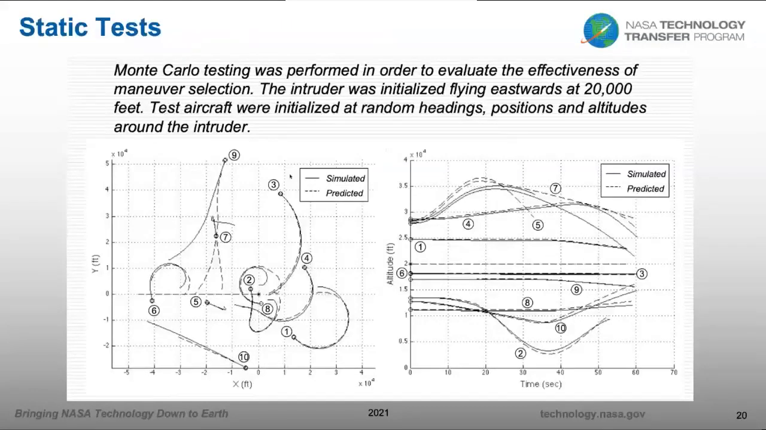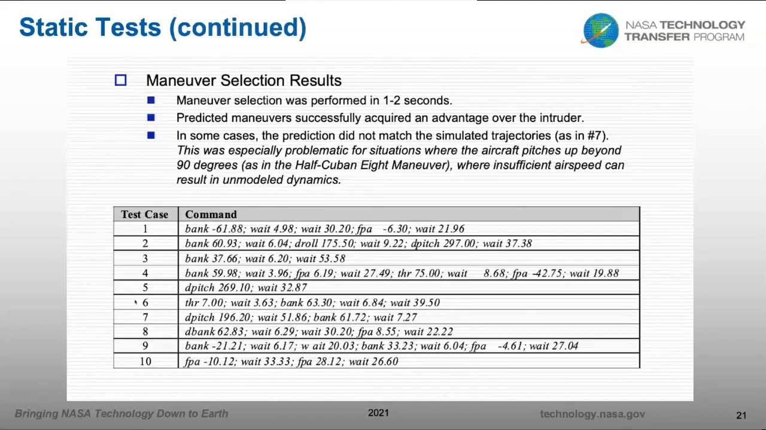And then we did some tests. This is an example of a static test where we have a vehicle starting at zero, moving, I think, to the left. We initialized our vehicle in different positions and different altitudes and ran the process so that we can get solutions to try to get behind the intruder vehicle. We show both predicted and actual simulation results. And these are the corresponding commands that were generated for those results.